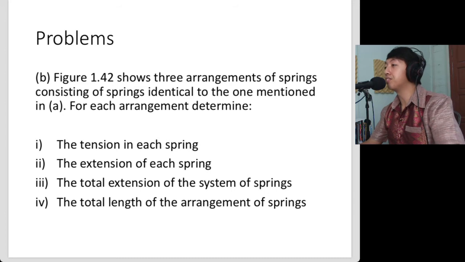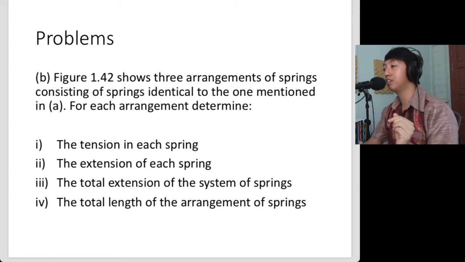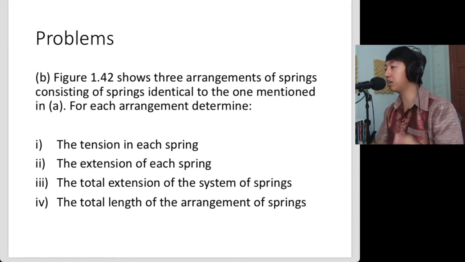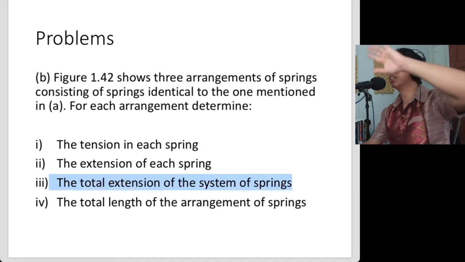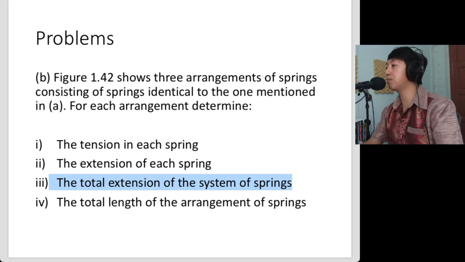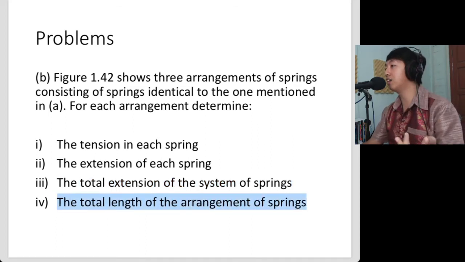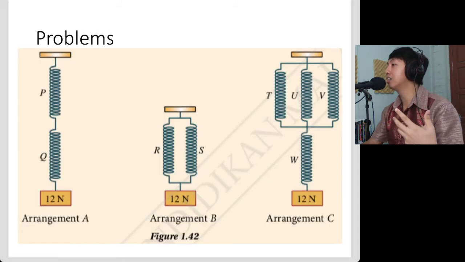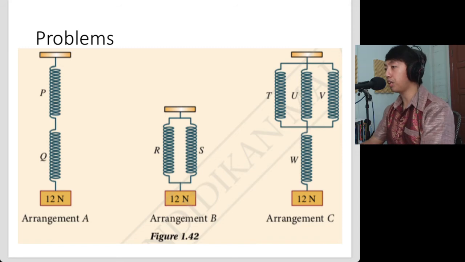Okay? So, number one is tension, or the total force experienced by each spring. And then number two is extension of each spring, meaning how much each spring extends, each spring individually. Number three is total extension of the system, so how much the whole system extends, and total length is the overall length after it has been extended. So let's take a look at our problems here.